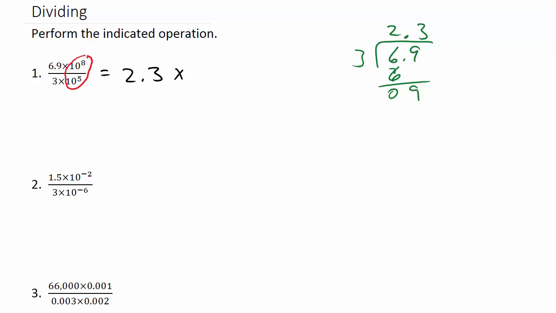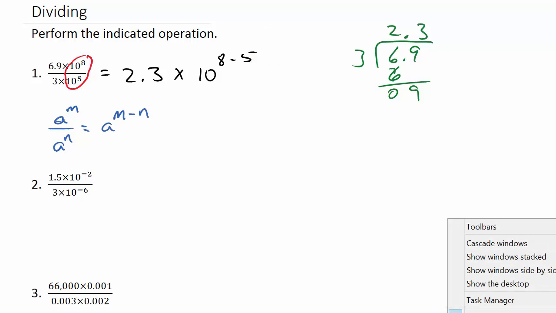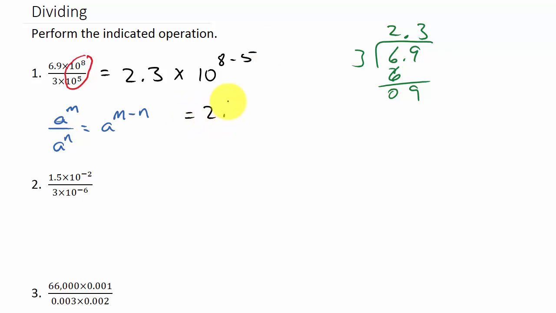Now remember, there's a property that says a to the m over a to the n is equal to a to the m minus n. So if you're dividing and you have like bases, you subtract the exponents. And that's what we're doing here. We're dividing, we have like bases, so we subtract the exponents. And so that would be times 10 to the 8 minus 5. This gives us 2.3 times 10 cubed, and this would be your answer. Okay, so these are the three problems we're going to work.